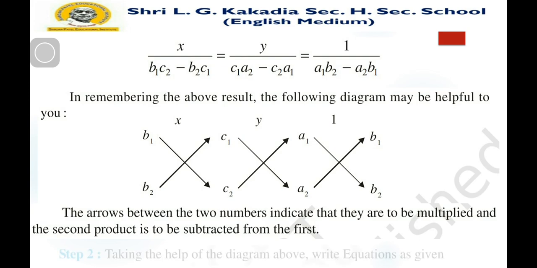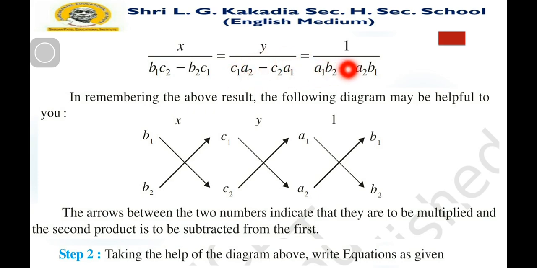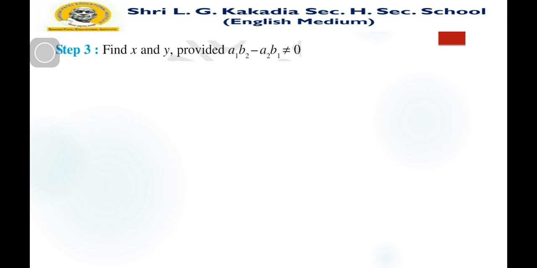So in step 2, taking the help of the diagram above, we write the equations as given. Here we draw this diagram and write the values of all the coefficients of the equations. And in the third step, we find x and y provided a1 b2 minus a2 b1 is not equal to 0. Always remember that a1 b2 minus a2 b1 can never be 0.